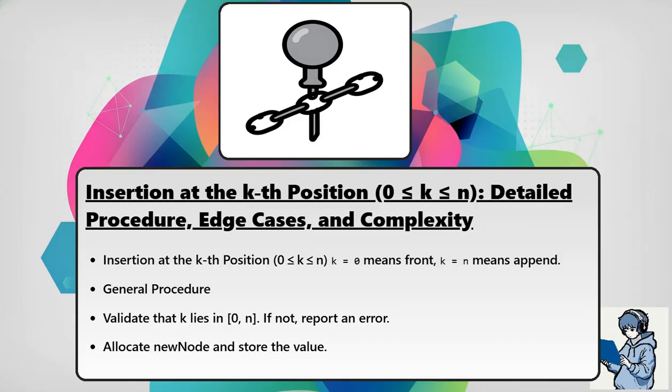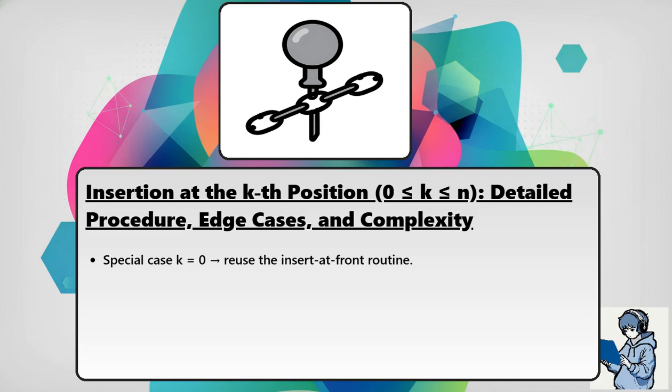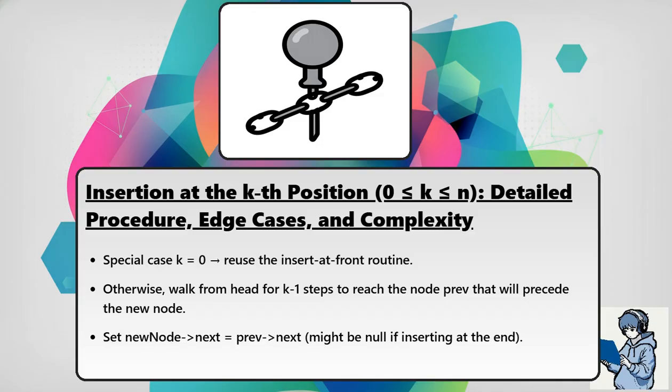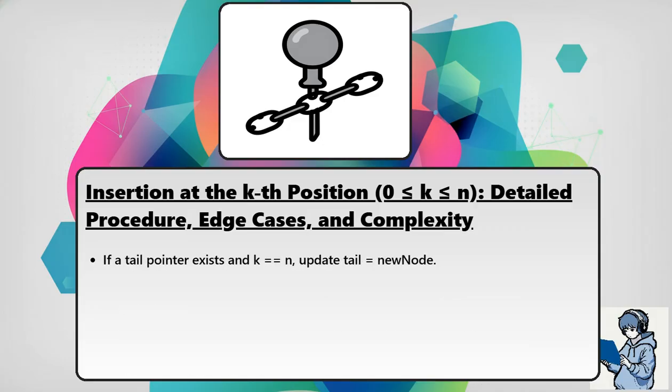Allocate a new node and store the value. Special case k equals 0: reuse the insert at front routine. Otherwise, walk from head for k-1 steps to reach the node previous that will precede the new node. Set new node next equals previous next, which might be null if inserting at the end. Set previous next equals new node. If a tail pointer exists and k equals n, update tail equals new node.